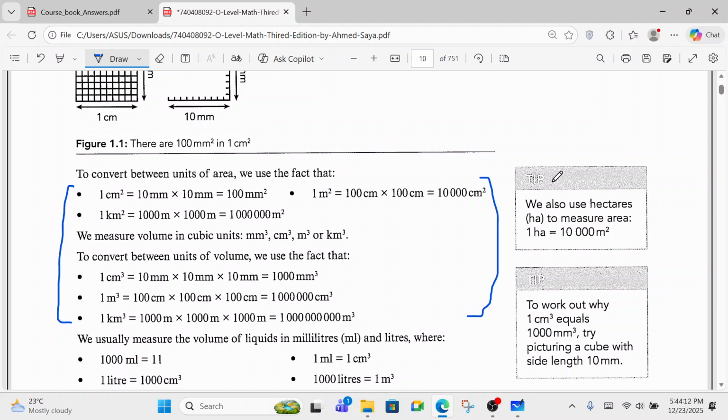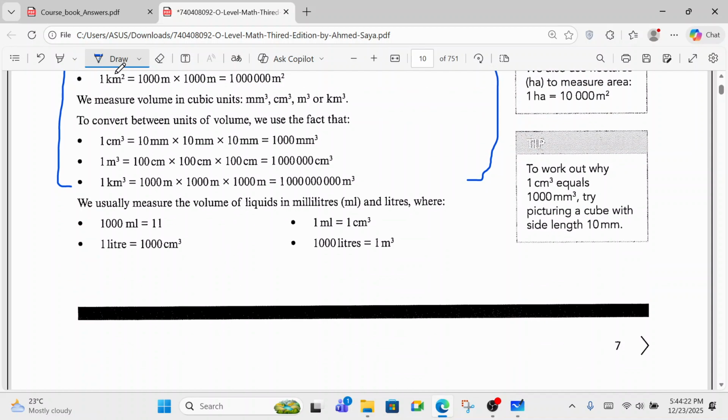Also, we have a tip over here. We use hectares, HA, to measure area. 1 hectare equals 10,000 meters square. We usually measure the volume of liquids in milliliter and liter, where 1000 milliliter equals 1 liter. Sorry, this is 1 liter. There, it looks better now. 1 milliliter equals 1 centimeter cube. 1 liter equals 1000 centimeter cube. 1000 liters equals 1 meter cube.